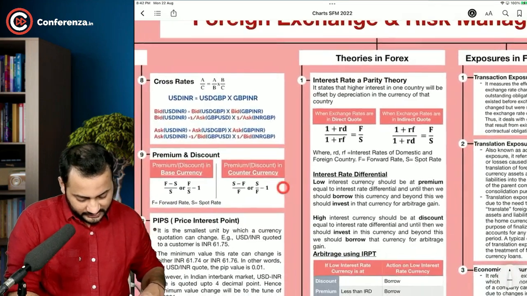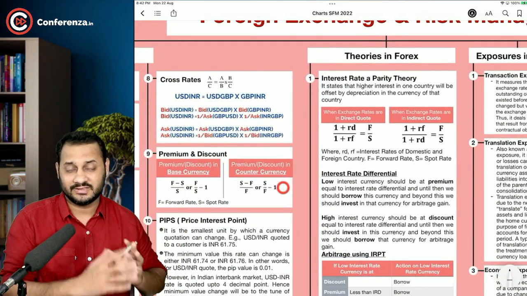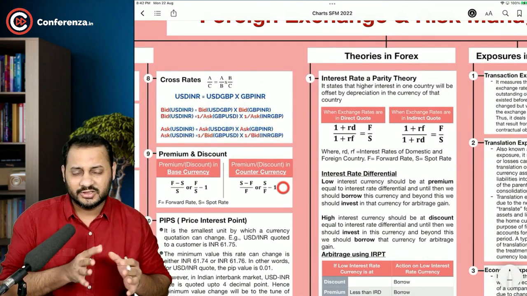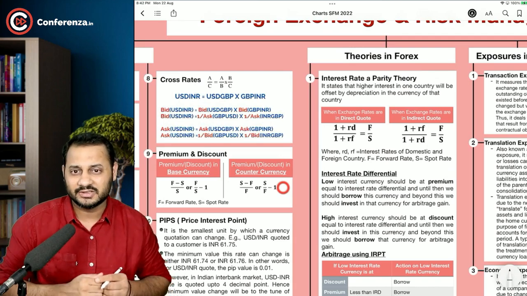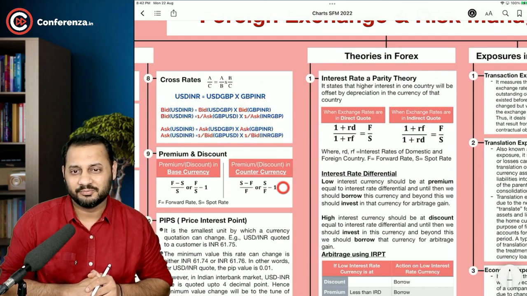Okay, so these are two more concepts that we are going to learn: cross rates, and premium and discount. This is very important to understand, but before that we are going to take some questions. So let's brush up and give a push to the practical questions, and then we'll be back to discuss cross rates and premium and discount.